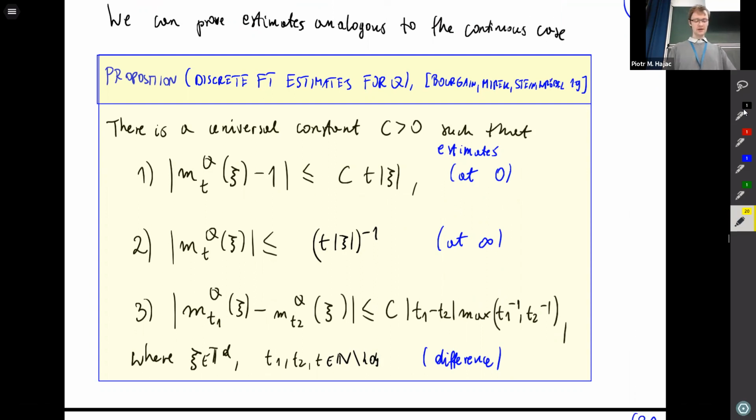So the estimate for m_tQ minus 1, the estimate at 0, says that you have |ξ| times t. The estimate for m_tQ of ξ at infinity says that you have (t|ξ|) inverse. And then this is a replacement for the differential estimate. So the difference of m_t at one time versus m at another time gets a decay in t1 and t2 times the difference of those two. So this is a replacement for the differential estimate. And one may ask immediately, I said that they are similar to what happened in the continuous setting. So where is the L of g? Yeah, there was an L of g in the continuous estimates.